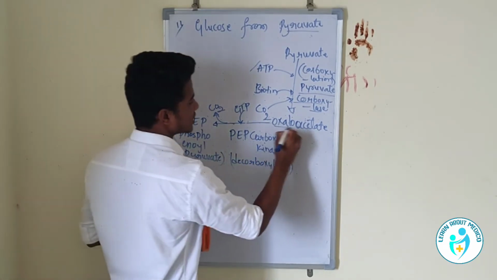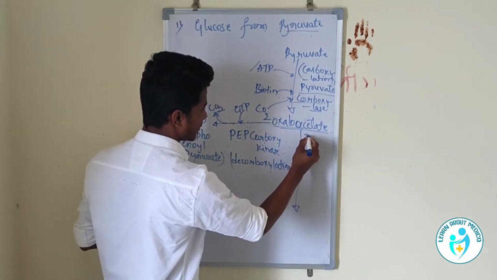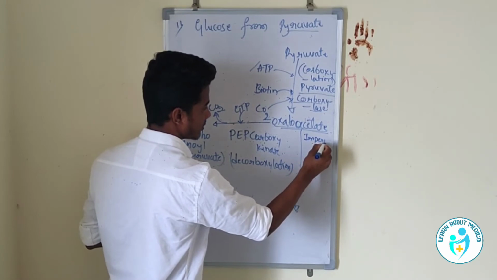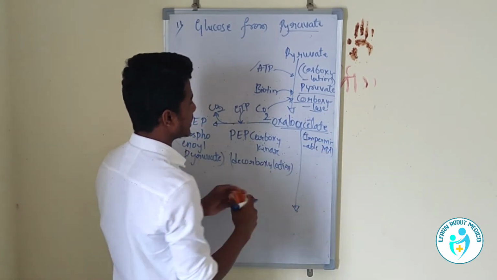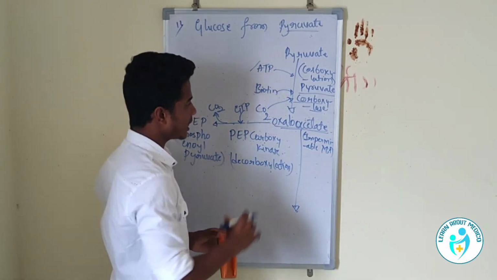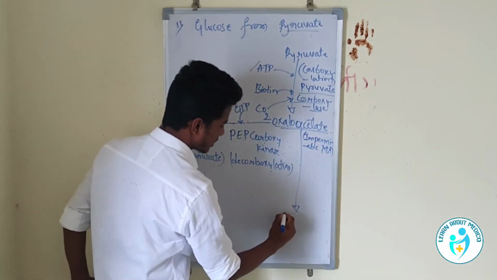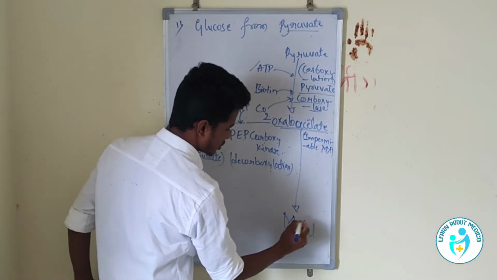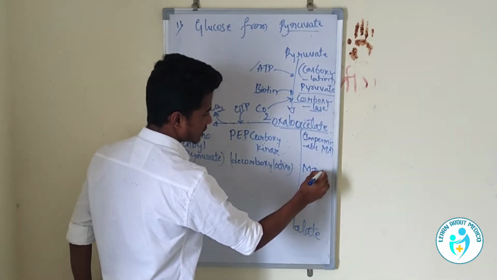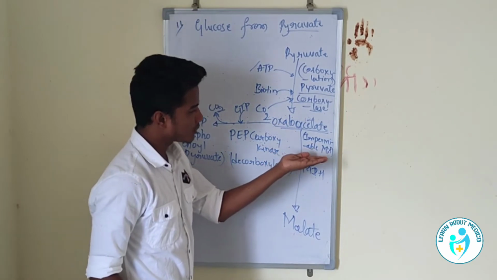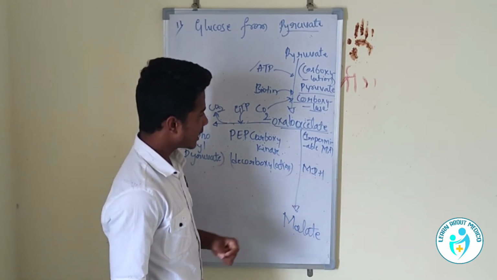After this, oxaloacetate is impermeable to the mitochondria. Because oxaloacetate is impermeable to the mitochondrial membrane, it has to be transported into the cytoplasm. That's why oxaloacetate is converted into malate with the help of the enzyme malate dehydrogenase.